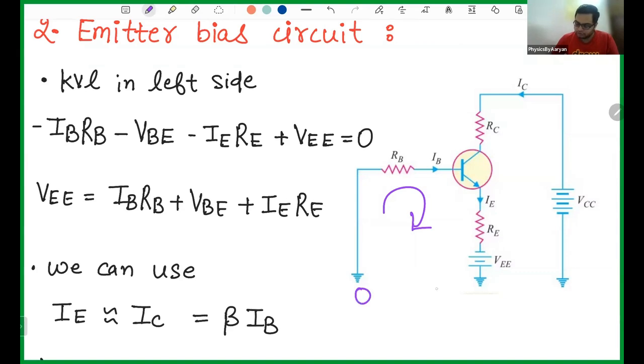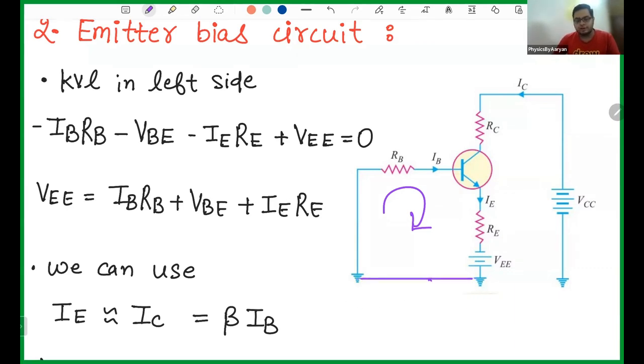You're starting from zero, and this is also 0 volt because it's grounded. So you're starting from ground and coming back to ground. So this is actually a closed loop, because ground and ground can be connected to each other. So this is a kind of closed loop.